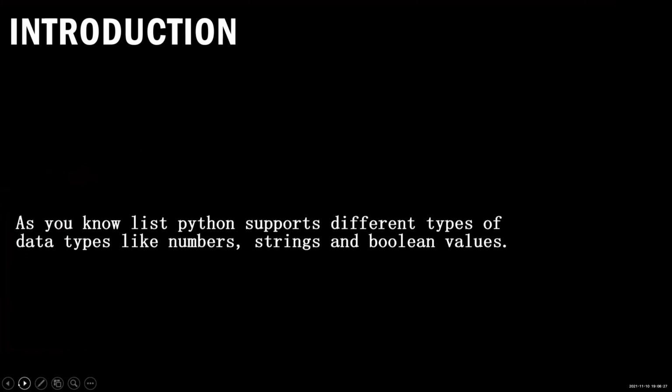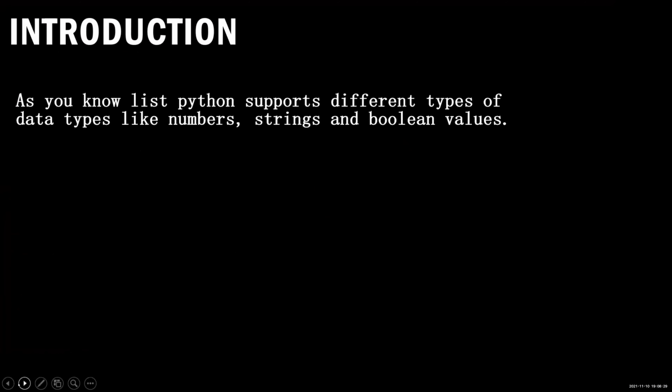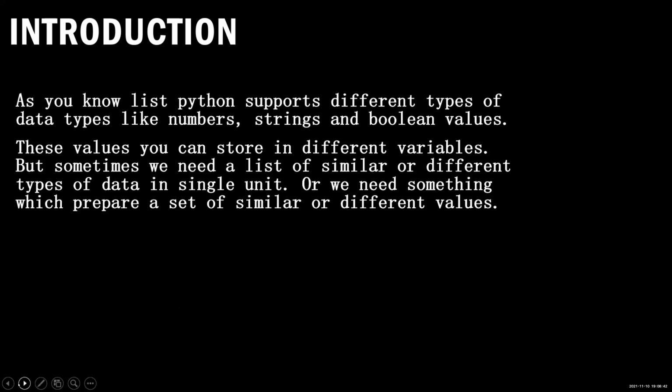So first, moving into the introduction, as you know, Python supports different data types like numbers, strings, bool, and all of that. These values you can store in different variables, but sometimes we need a list of similar or different types of data in one single unit, or we need something which holds a set of similar or different values.